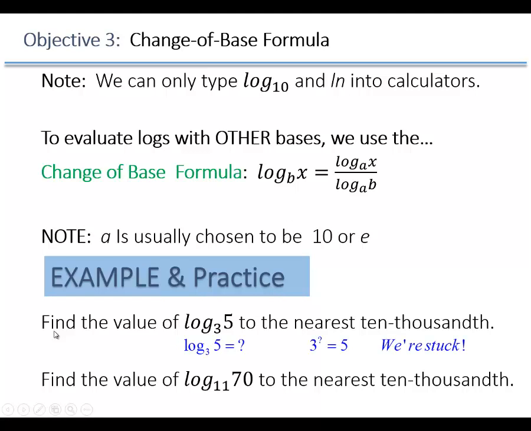For example, jump down to the bottom of your screen, find the value of log base 3 of 5 to the nearest 10,000th. You can't type that into your calculator. Your calculator won't evaluate a log base 3. We could change it to exponential form and say, okay, well, log base 3 of 5 is the exponent I should put on a 3 in order to arrive at 5, but we really don't have any way of figuring that out either, so we'd be stuck.